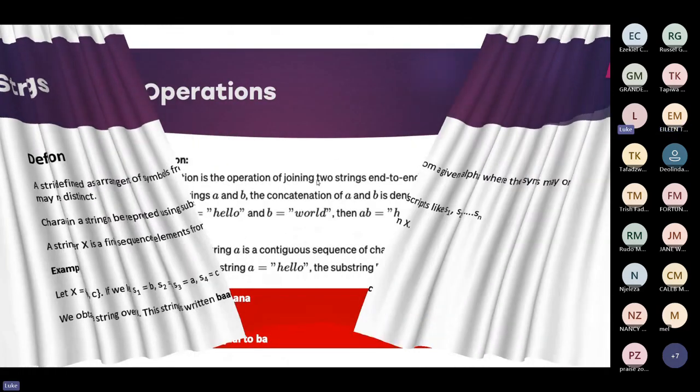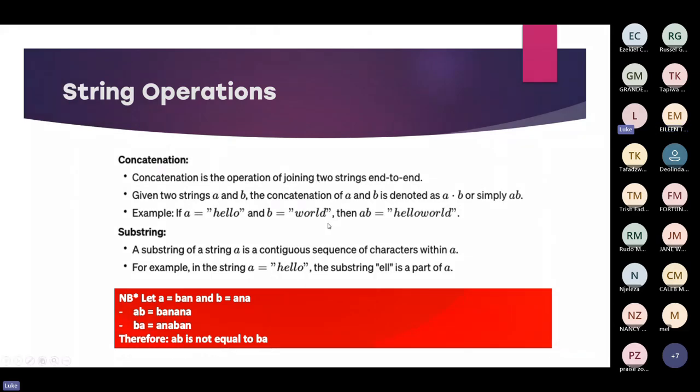There are also operations that we can do on strings. The first operation that we are going to talk about is what we call concatenation of a string. Concatenation is the operation of joining two strings end to end. So given two strings A and B, the concatenation of A and B is denoted as A dot B or simply AB. For example, if we are given A as hello and B as world, then the concatenation AB will be hello world.